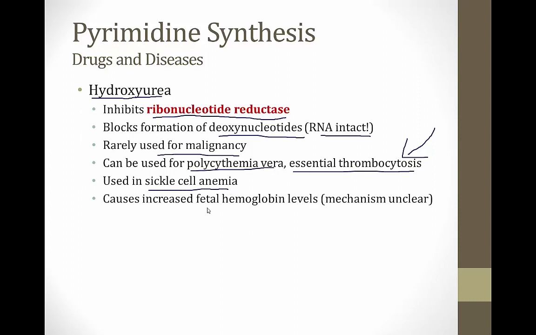This drug causes an increase in fetal hemoglobin levels. The mechanism of this is not clear, and for this reason you will see many people who have sickle cell anemia on hydroxyurea in order to increase their levels of the more functional fetal hemoglobin for those patients.